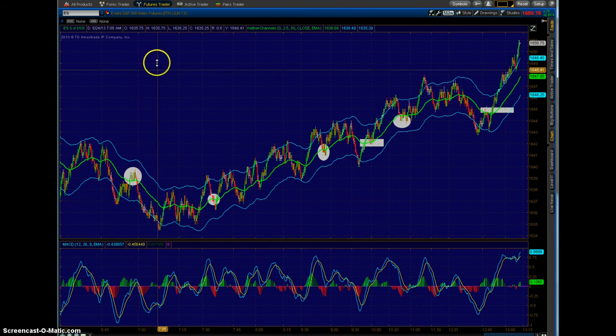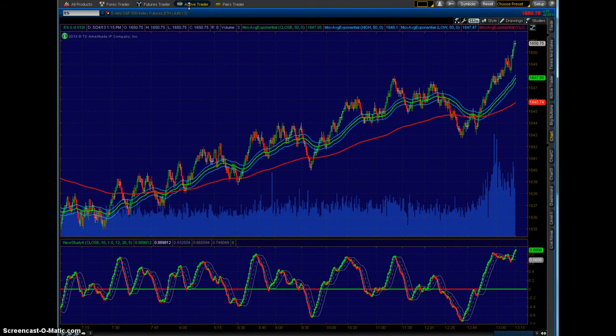I have one primary one, which is this one here. This is today's activity for Friday, and this is my primary system. This channel, these three lines here, are a 50 period moving average channel, and this red line is a 200 period moving average. I'm gonna briefly go over why I have this on here.